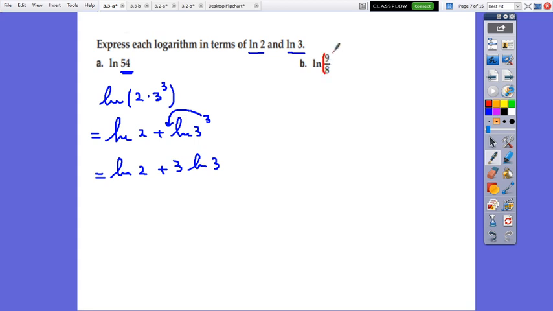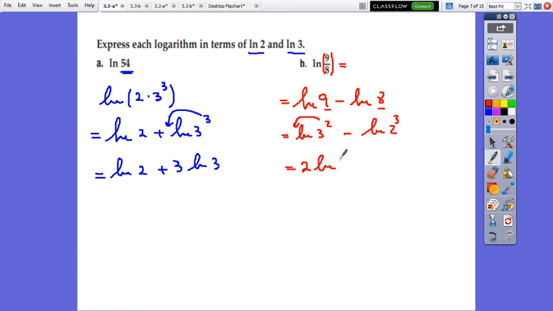Ln of 9 over 8, here we will apply the quotient property. So between it will be minus, so ln 9 minus ln 8. Factor 9 and factor 8, it will be ln 3 squared minus ln 2 cubed, and this equals, the exponent always goes outside the log, so it will be 2 ln 3 minus 3 ln 2.